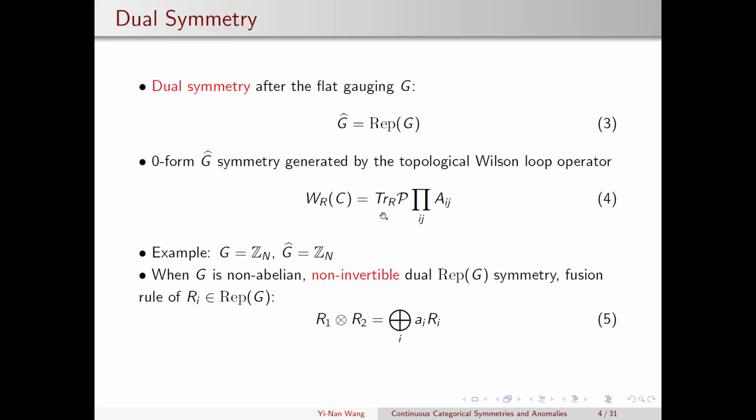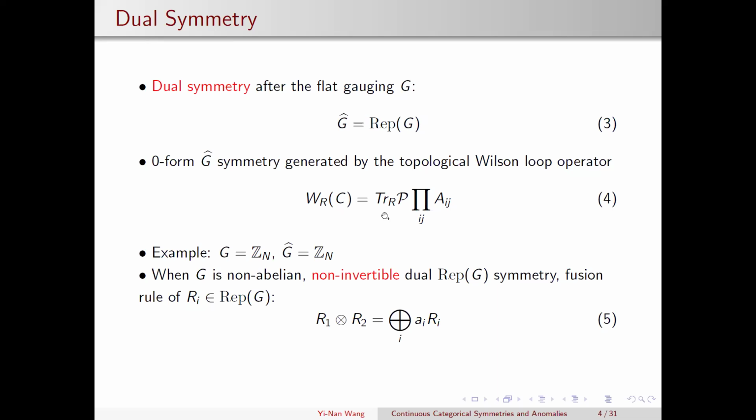And after you gauge a finite group G, because the gauge field you introduce is always flat, this will generate the dual symmetry that is labeled by elements in the Rep G, labeled by representations of G. The reason is very simple. It's because the dual Rep G, or G hat, symmetry is generated by the Wilson loop operators that are labeled by some representation. The subgroup is a representation of your original group G.